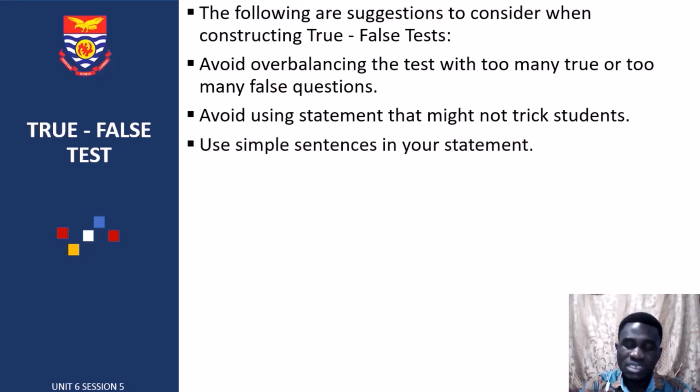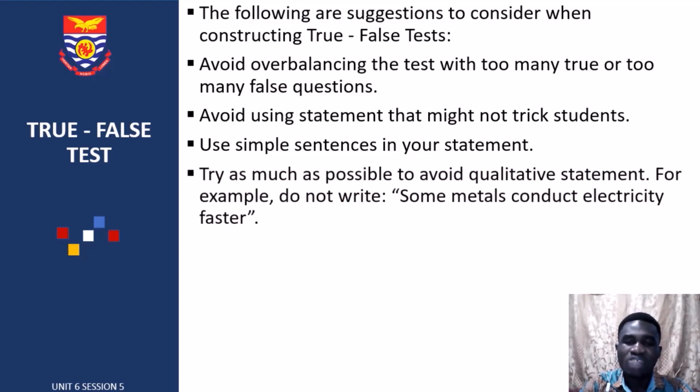Use simple sentences in your statements and try as much as possible to avoid qualitative statements. For example, you are not supposed to write questions like "some metals conduct electricity faster." When you write this question, you realize that you have to ask, which of the metals do conduct electricity faster? So avoid such kinds of questions in your true or false.